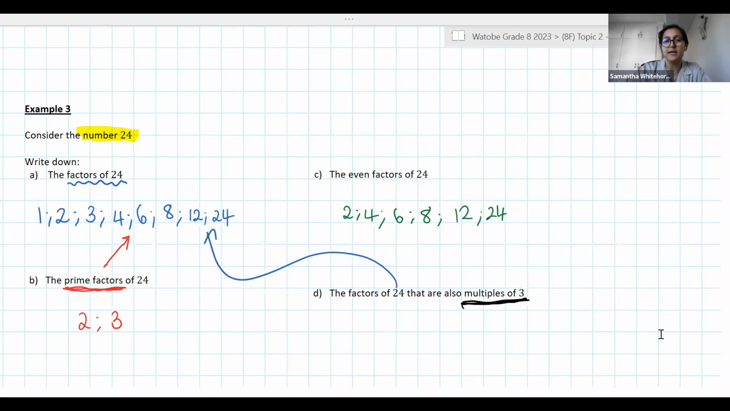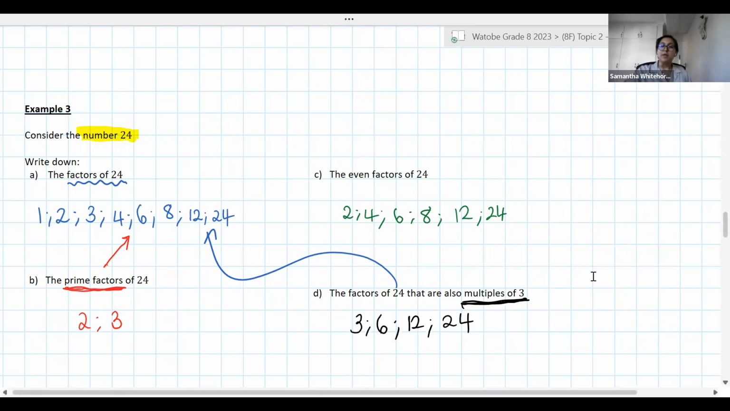Okay, Tingo, do you want to help us out here? What are our multiples of 3 from this list? Remember, multiples of 3. 3, good. 6, yeah. 12, and 24. Excellent. Well done. So guys, remember your multiples are like your times tables. So 3, 6, 9, 12, and so on. But we only wanted the ones that are in this list that we have here. So 3, 6, 12, and 24. Very nice.